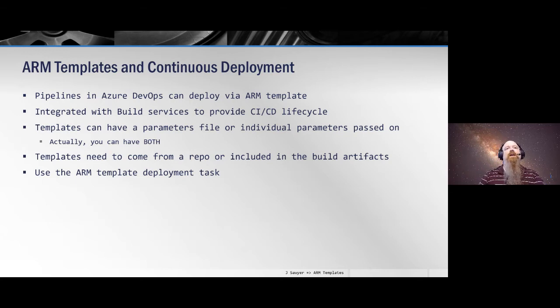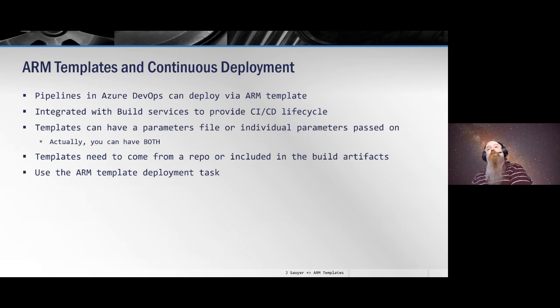Now, when you run your templates through Azure DevOps build services, the templates can have a parameters file, or it can have individual parameters passed in, or it can do both. And that is actually pretty useful because what you may have is a standard parameters file, and then you can override individual parameters as you need. So in my case, for example, because of the way we're using it, environment is passed in, but everything else is going to be the same.